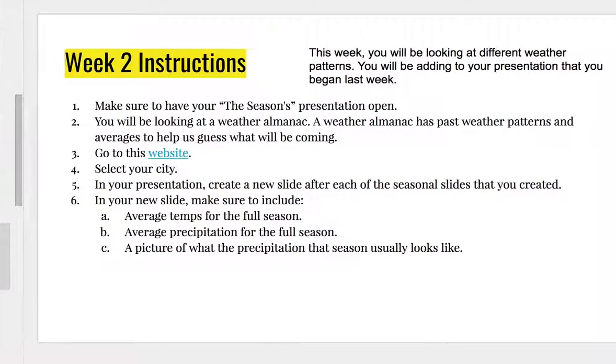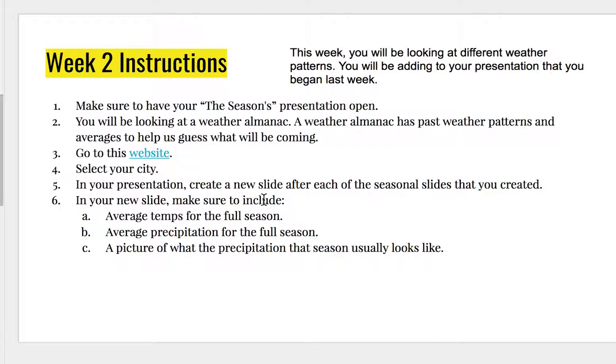Then what I'd like you to do is, in your presentation, create a new slide after each of the season slides that you created, and you're going to be mentioning some different things. First of all, on each of those slides, remember there should be 4 of them because there are 4 seasons. You're going to write down the average temperature for the full season. You're going to write down the average precipitation for the full season, and make sure to include a picture of what that precipitation of the season usually looks like.